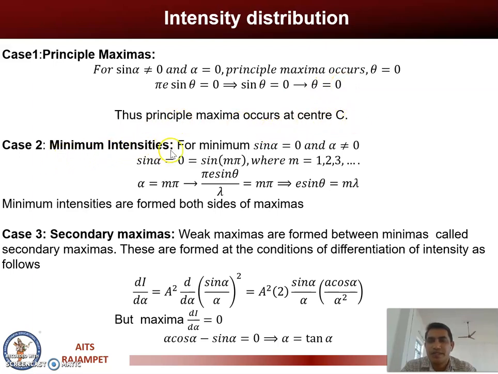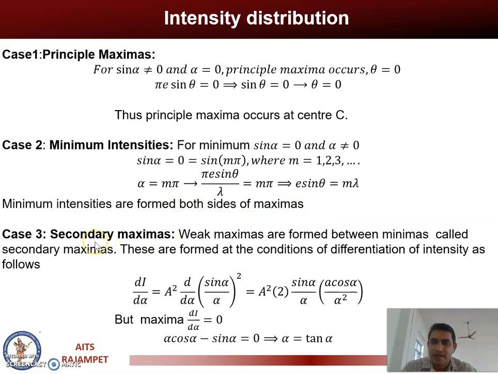Case 2, minimum intensities. For minimum, sin alpha is equal to 0 and alpha not equal to 0. These are the conditions. And sin alpha is equal to 0 means alpha is equal to m pi, where m is equal to 1, 2, 3. If alpha is equal to m pi, then pi e sin theta by lambda is equal to m pi. Here pi and pi cancel, then e sin theta is equal to m lambda. From this we can say minimum intensities are formed on both sides of the maxima.